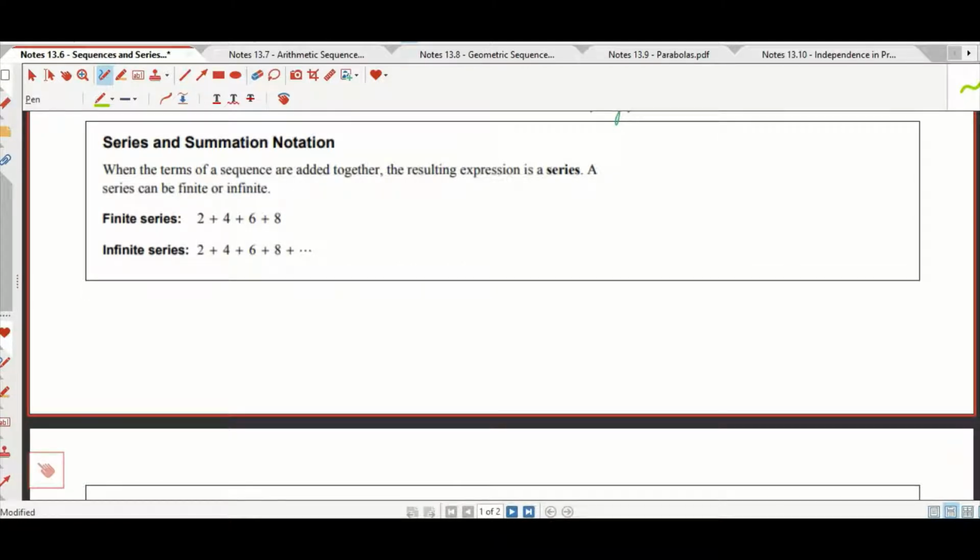Series and summation notation. When the terms of a sequence are added together, the resulting expression is a series. A series can be finite or infinite. Like the finite series 2 plus 4 plus 6 plus 8 is something you can totally just add up: 2 plus 4 plus 6 plus 8, and that's 20. However, an infinite series would be 2 plus 4 plus 6 plus 8 plus 10 plus 12 plus blah, blah, blah.